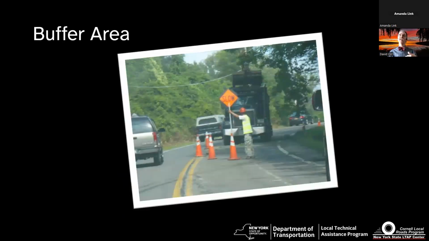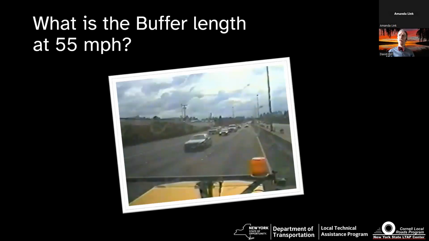Here's a buffer area. Again, the guy's in the lane, but you can actually see some cones. The bigger problem I've got here is not only is he in the roadway, but there's no distance between the flagger and the work itself. You really want to have a buffer. Now, buffer lengths vary depending on the speed, and they're listed in the little pocket guide, but you want to give buffer. And why is the buffer important?